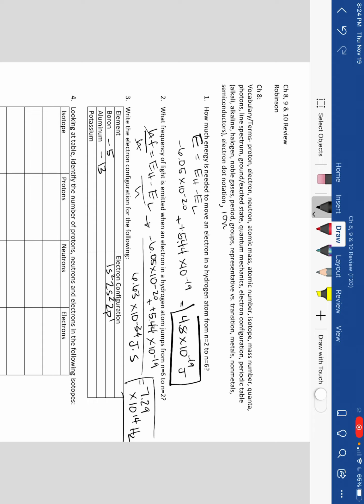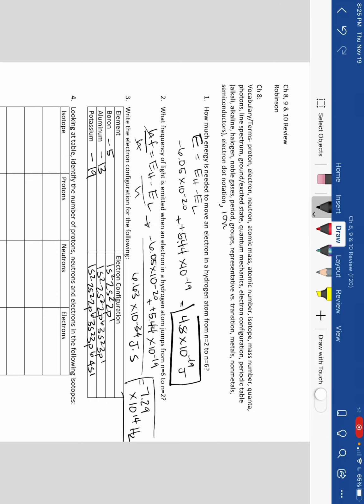Aluminum is number 13, so we basically go through the same ones, and we go through 2P6, and then 3S2, and then 3P1. Potassium is number 19. So 1S2, 2S2, 2P6, 3S2, 3P6. So what is that? That's 18, and then 4S1.